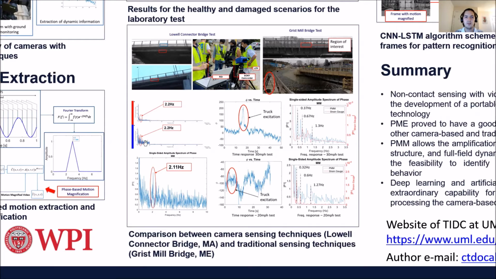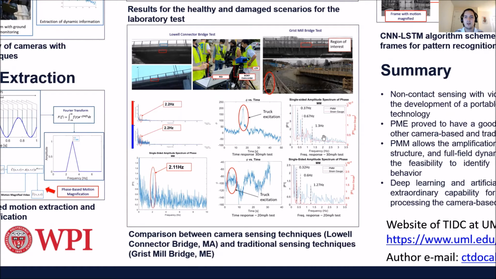So on the graphs on the left, we can see that there is a good correlation on the natural frequency extracted both by the RDI systems and with phase-based motion extraction. And on the graphs on the right, we can see that we can extract the excitation from the truck on the Gristmill Bridge. With that, we can accurately predict when the truck is passing and extract its natural frequency on the forced vibration, free vibration, or even with only ambient vibration.